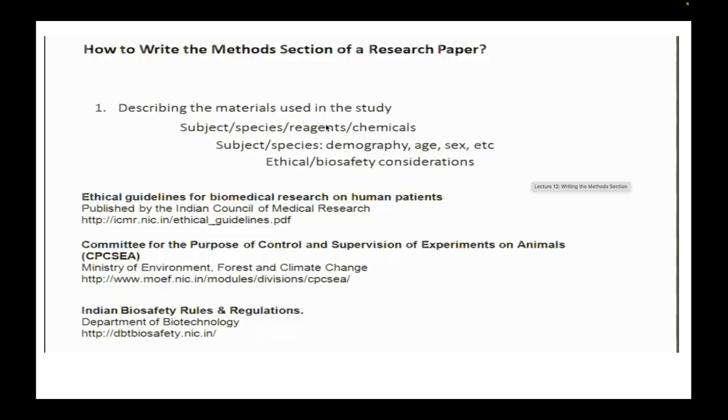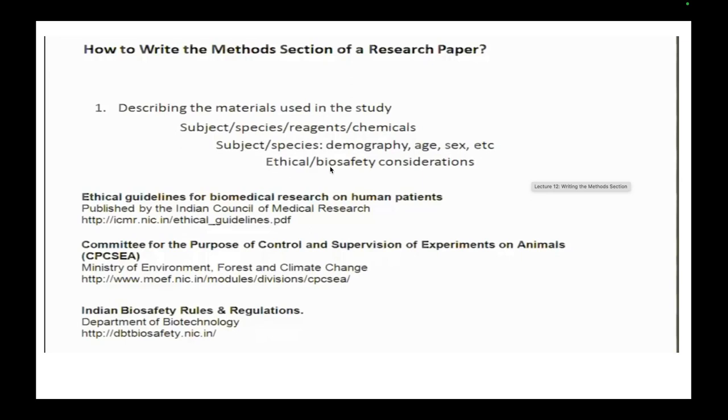For example, subject, species, reagents, chemicals, all things. If you are using some subjects, you have to mention the species and strain. If you are using some bacteria, you have to mention the strain. All the things have to be clear and concise. If you are using any subject or species, you have to mention the demography, specifically the age of your subject, the sex of the subject, and all the things.